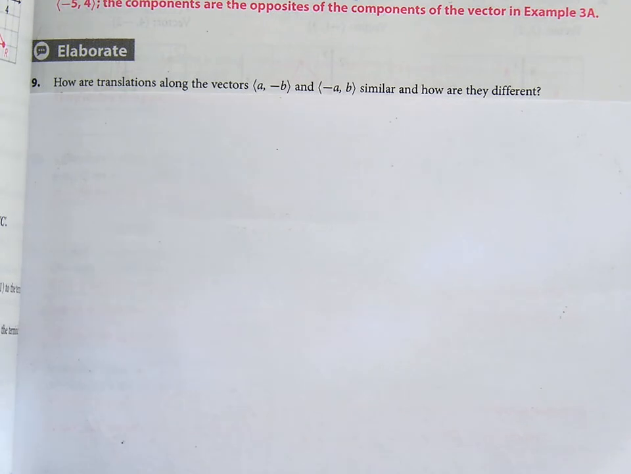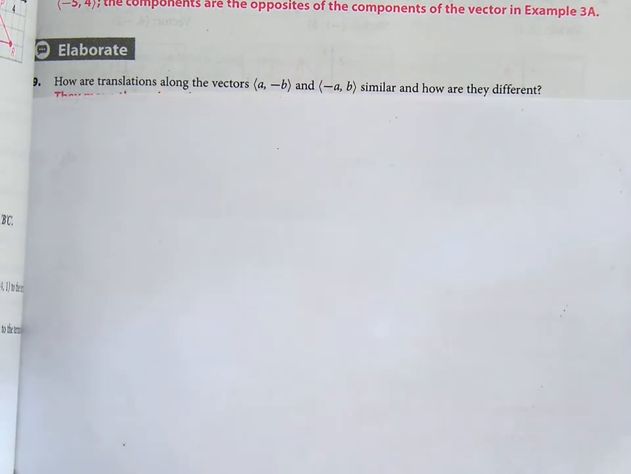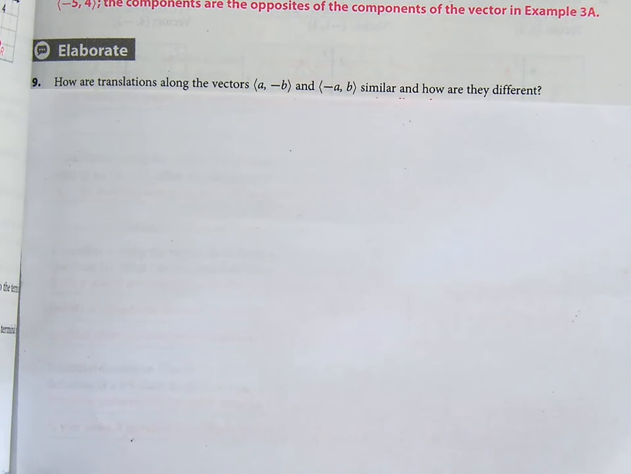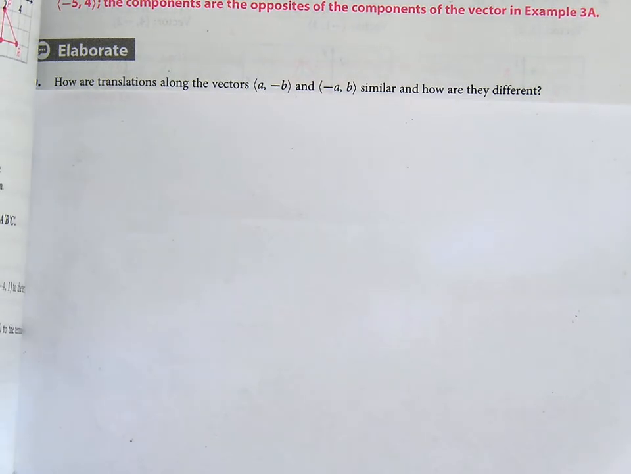We are in Geometry, Module 2, Lesson 1, Elaborate, on page 68. So how are translations along the vectors a, b, negative b, and negative a, b similar, and how are they different?